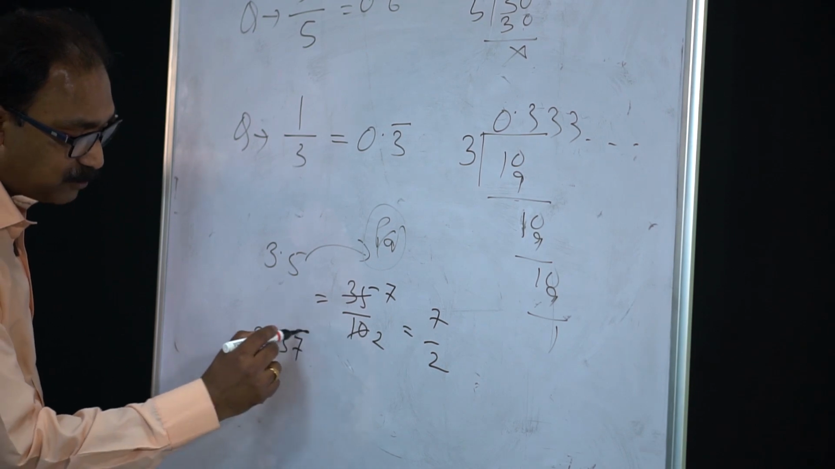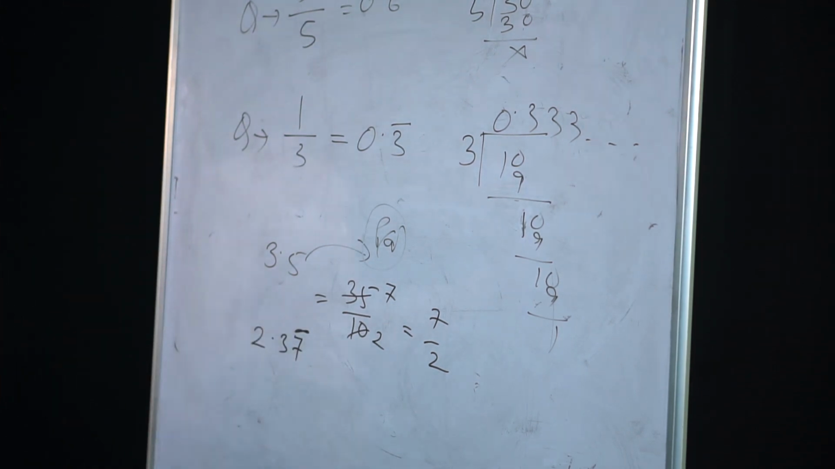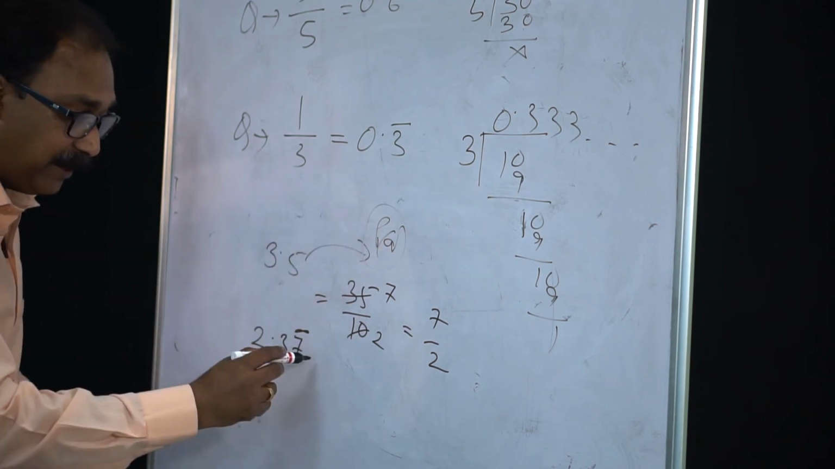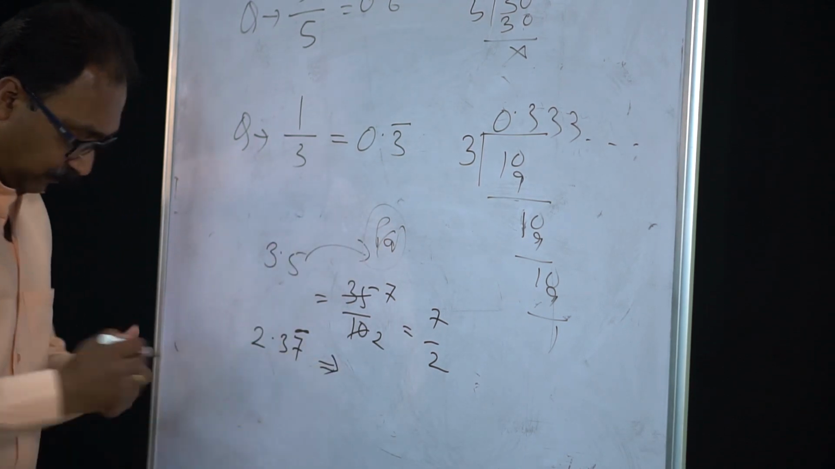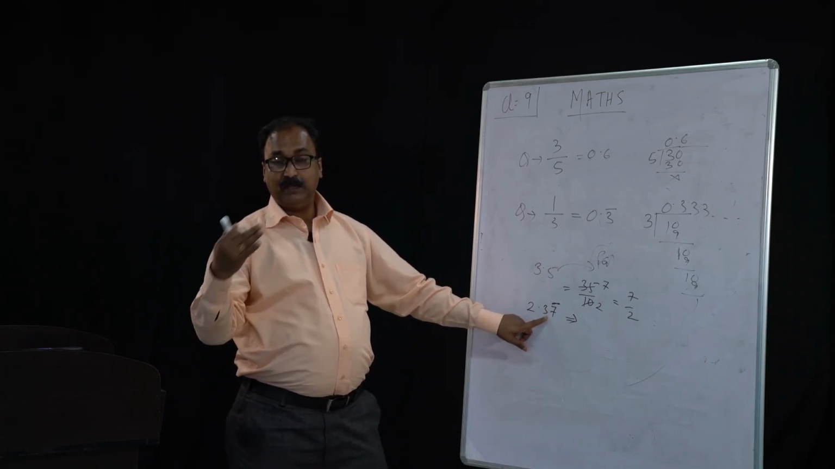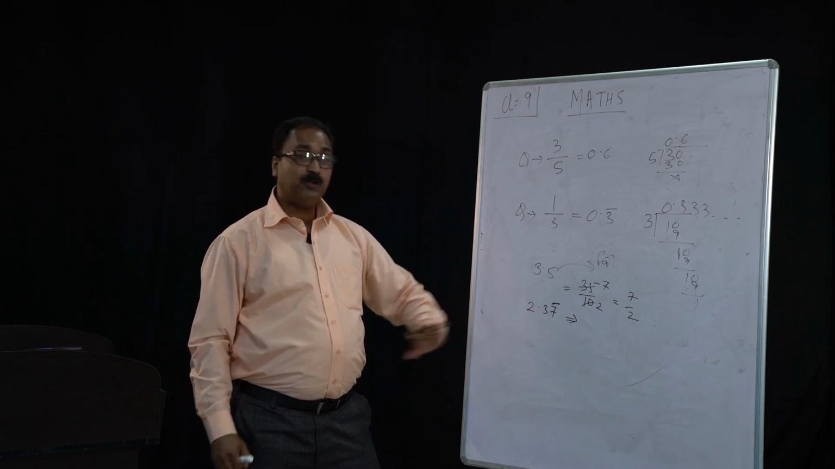2.37 bar. Suppose only this one is bar. 77777, we write 7 bar. Clear? How can we change it into the form of P by Q? Here we can multiply by 10, 100, some different process. But I'll give you a shortcut idea.